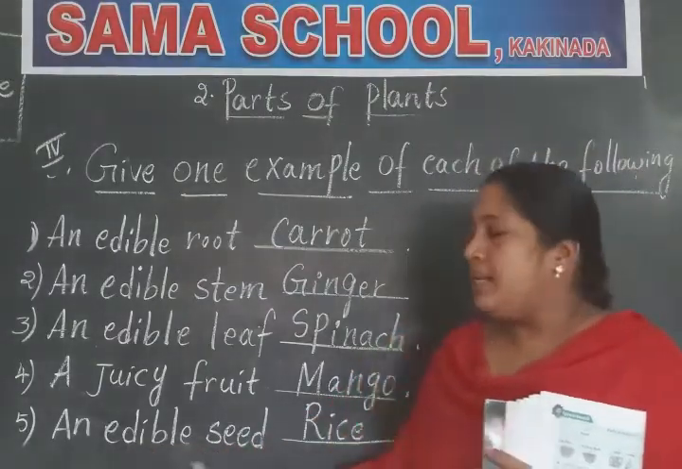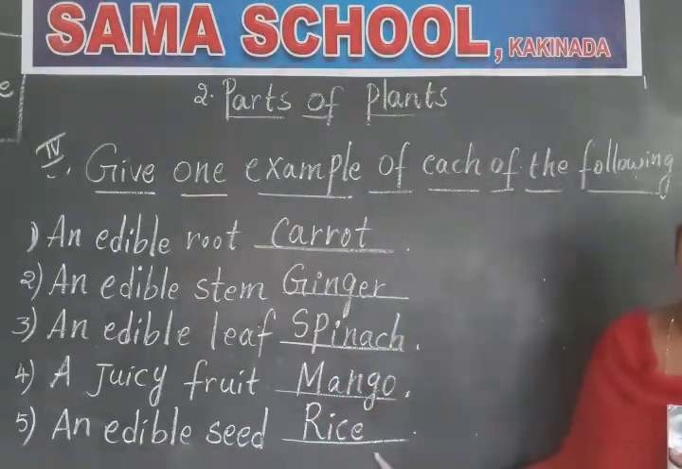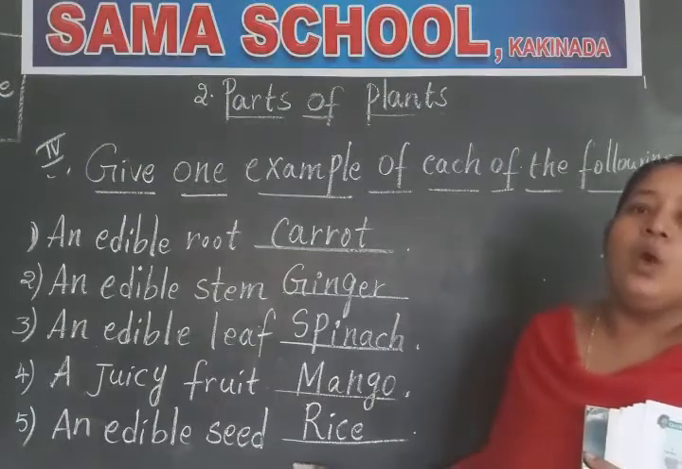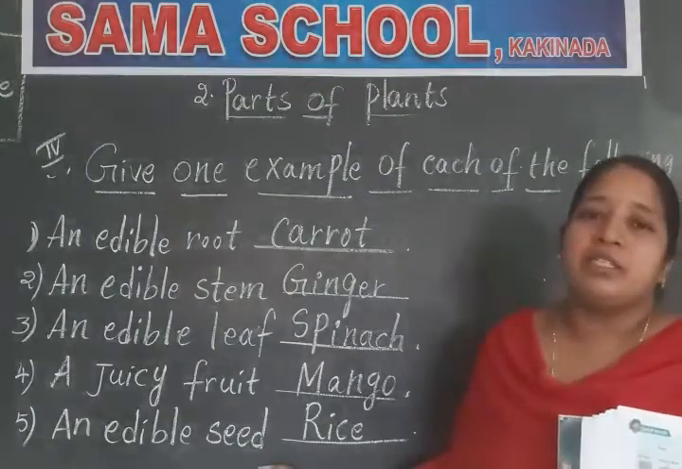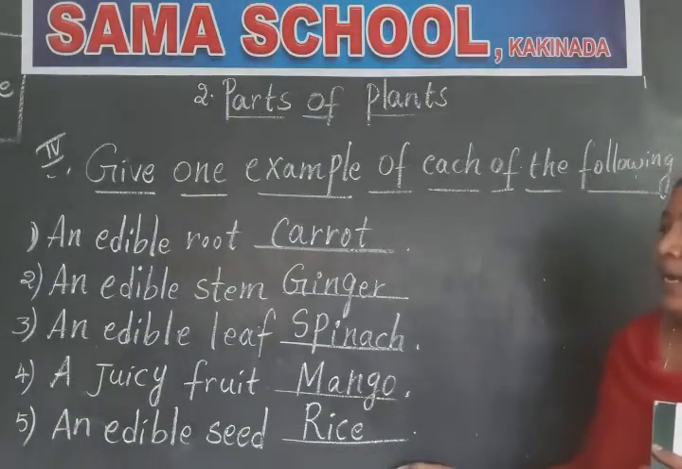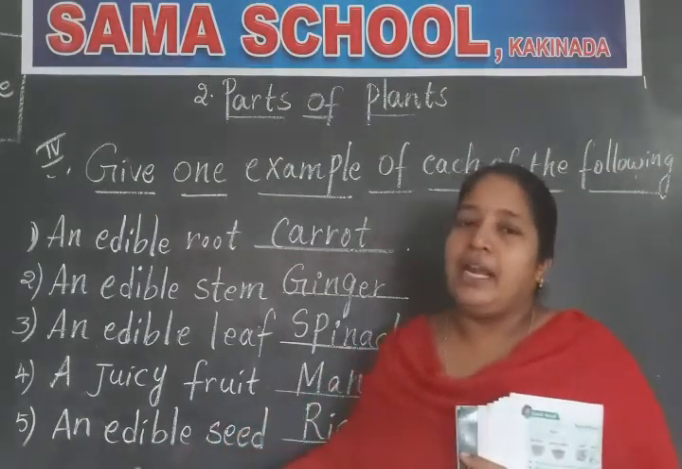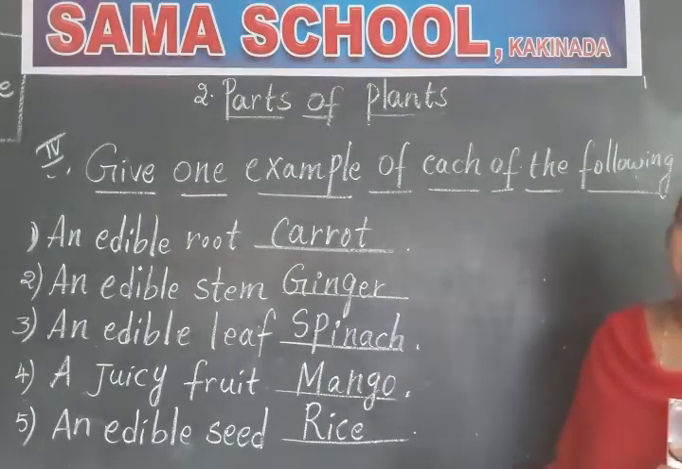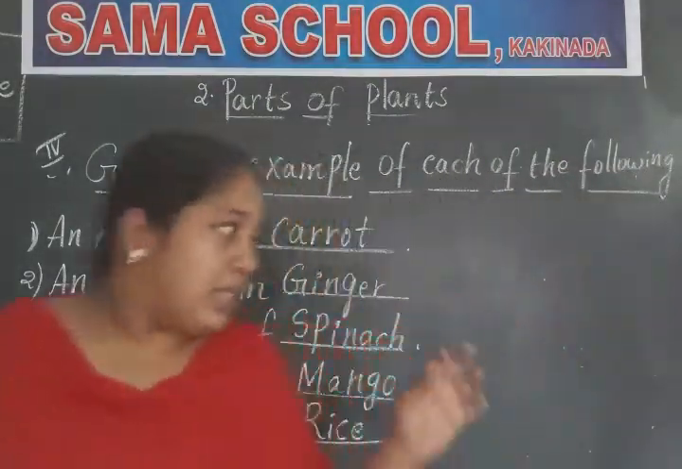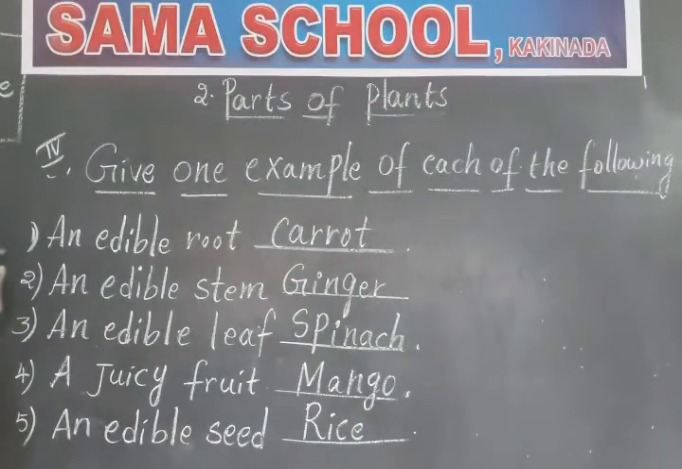An edible seed, that is rice. Some more examples are wheat, corn, maize, gram. These are a few examples of seeds which we can eat. Clear children? An edible seed, that is rice. So these are the questions given in your textbooks.